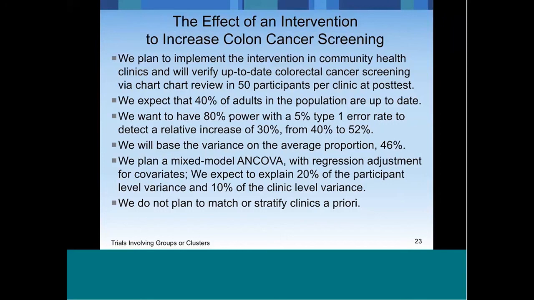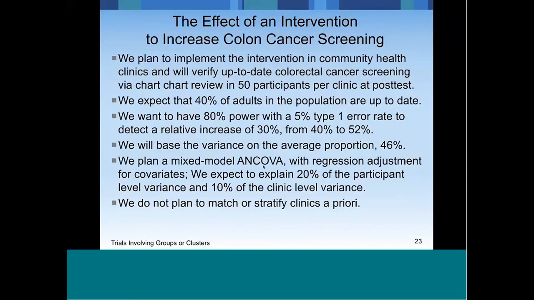As before, we want 80% power, 5% type 1 error rate. We think that the intervention effect will be a relative increase of 30%, moving from 40 to 52. We base the variance on the average proportion. We expect it to be 40 in the control arm and move up to 52 in the intervention arm so that the average is 46%.